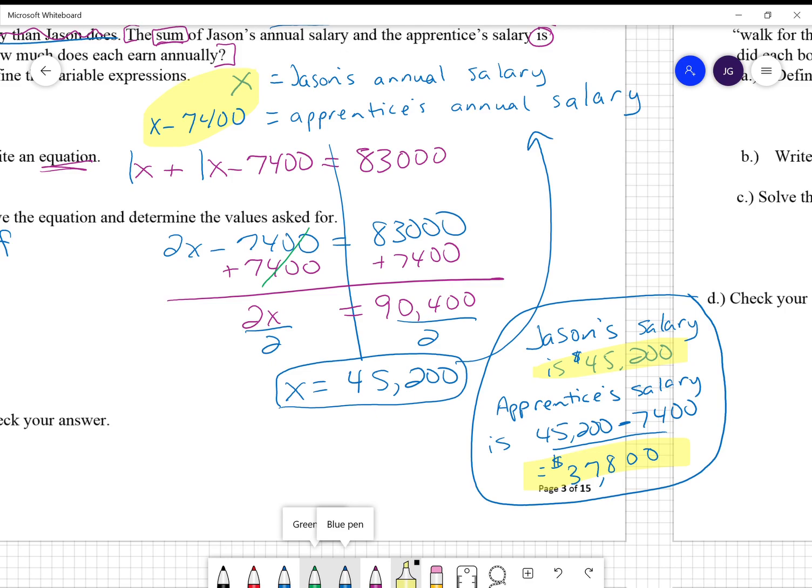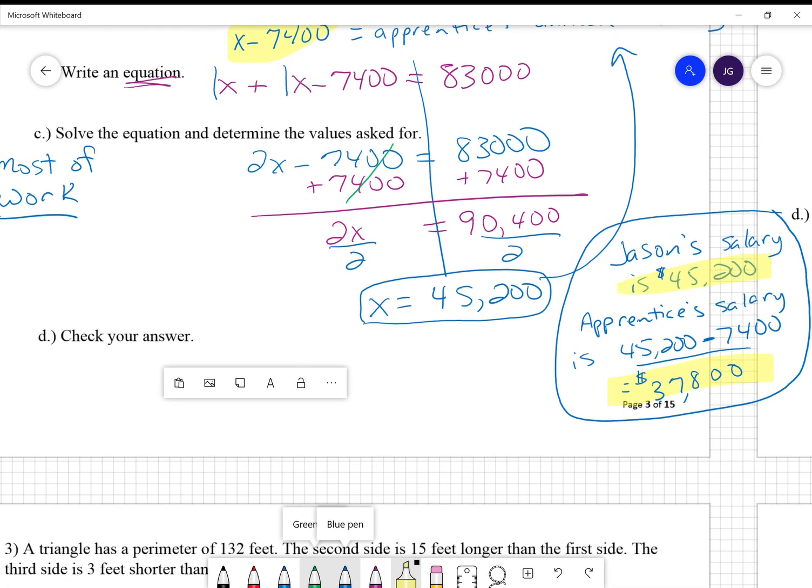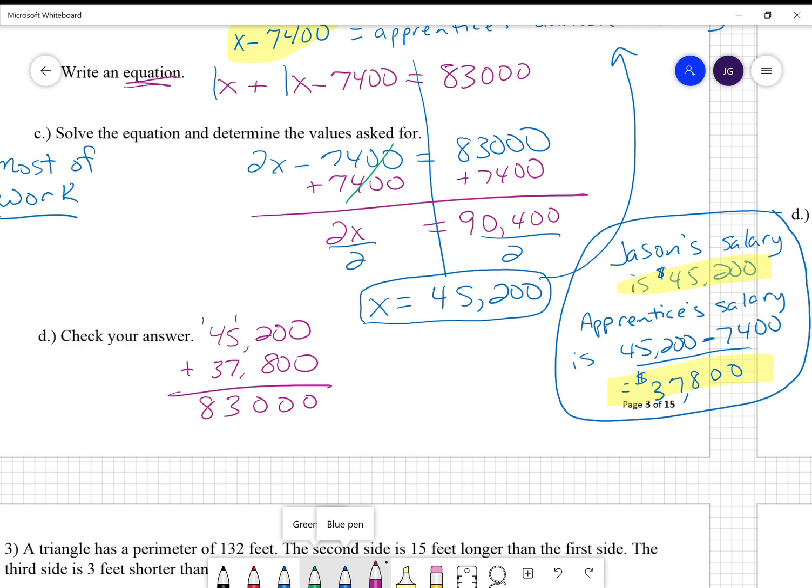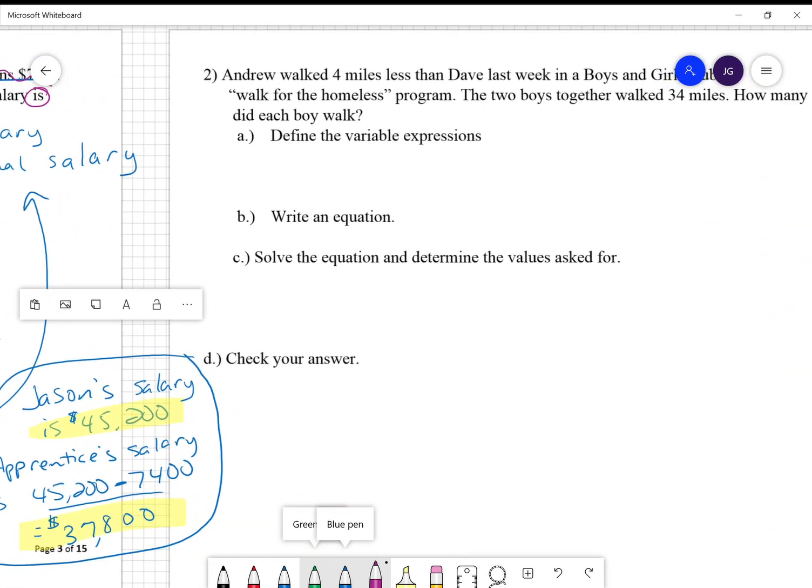Okay, now part D says check your answer. Well, to check that, I'm going to take the salaries, 45,200 and 37,800, and add them together. 83,000, which is what the problem said I should get. Okay, again, the check is there for you to make sure you have the right answer. All right, let's keep practicing this. It takes a little bit of time.